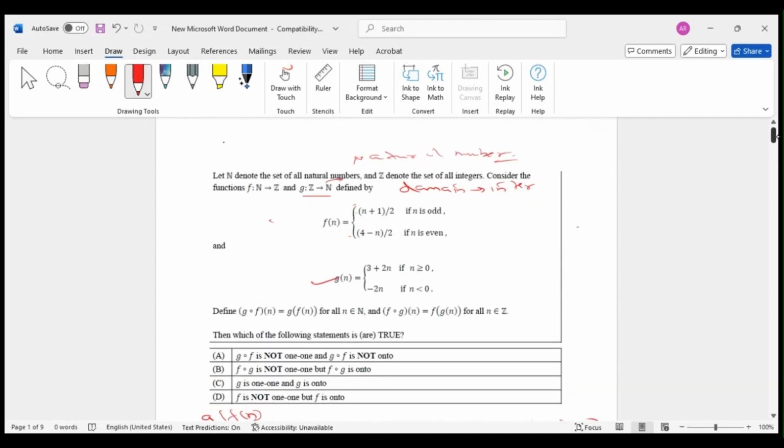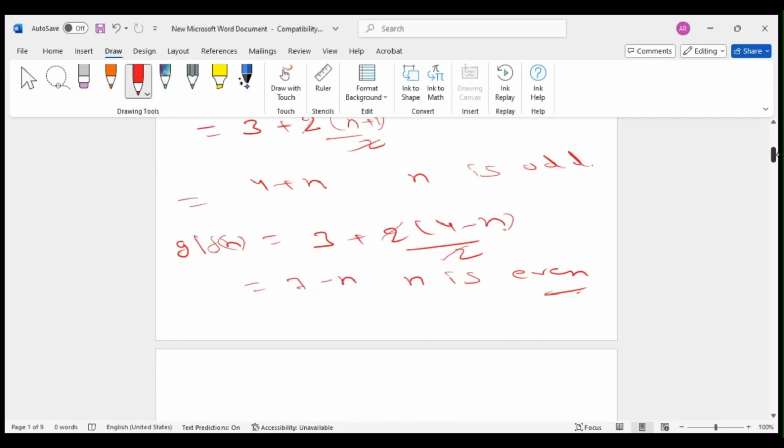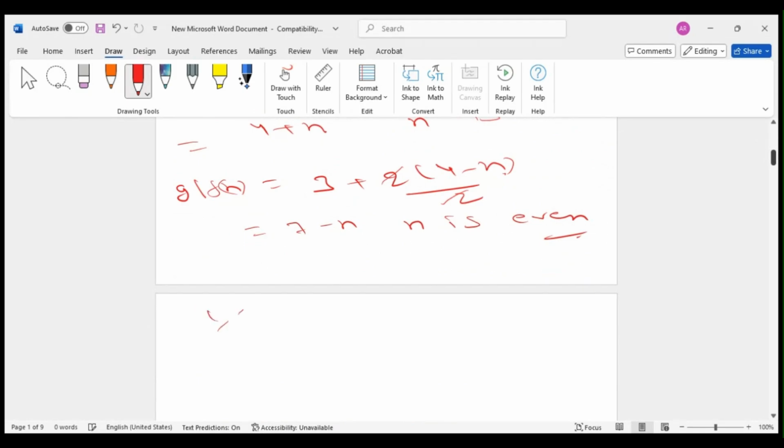Here there is one more thing we have to look at. It is given that g of f of n is for n belonging to natural numbers, which means we have to take only the natural numbers, so minus 2 we have to neglect. Only natural numbers, which should be greater than 0 but not equal to 0: 1, 2, 3, 4, 5, 6, 7, 8, 9. We have to leave the 0 part.